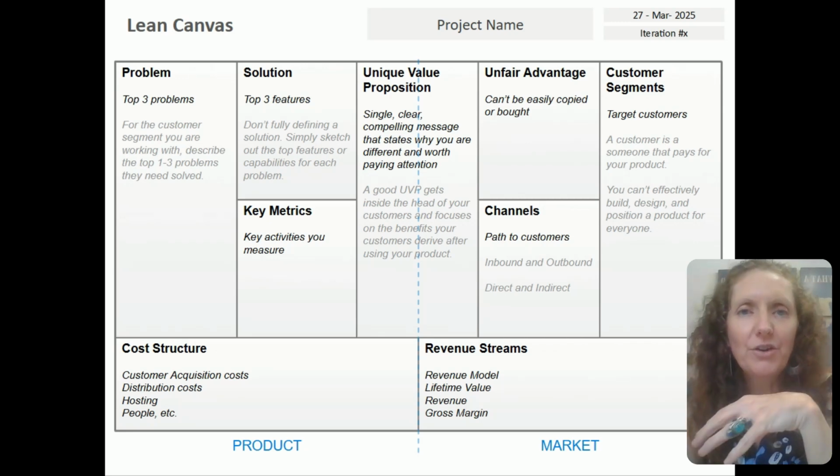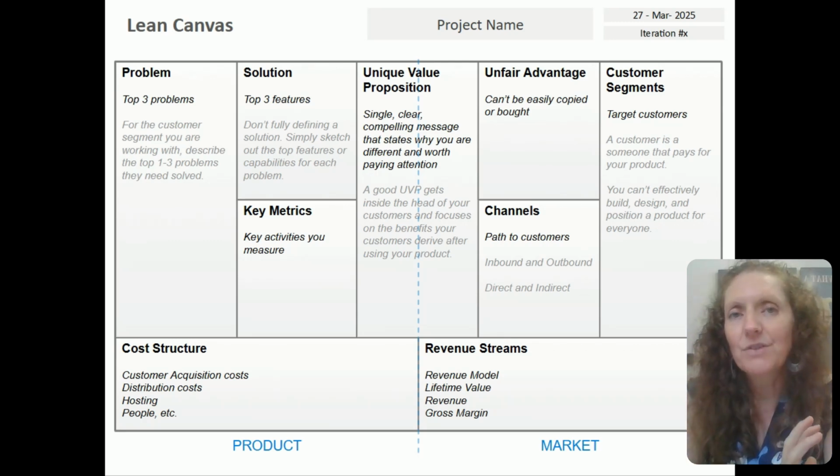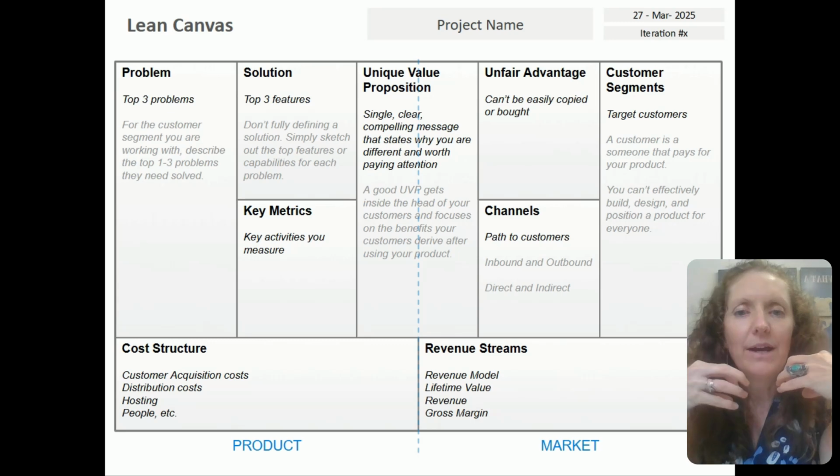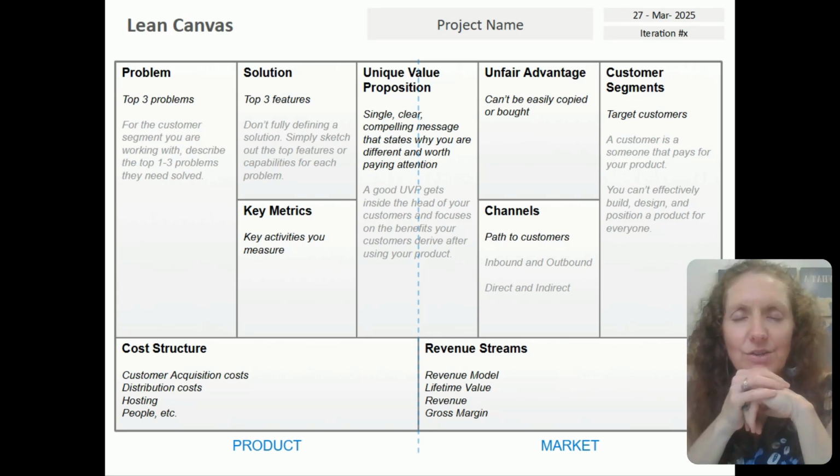What are your revenue goals? Where's the revenue coming from? Is it one product or service, or have you got multiple? Have you got income coming from different places? And what's your gross margin? What's the profit margin on the revenue? How much are you making in addition to the cost that it costs you to develop?